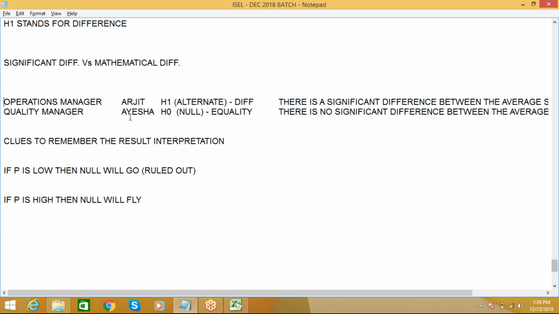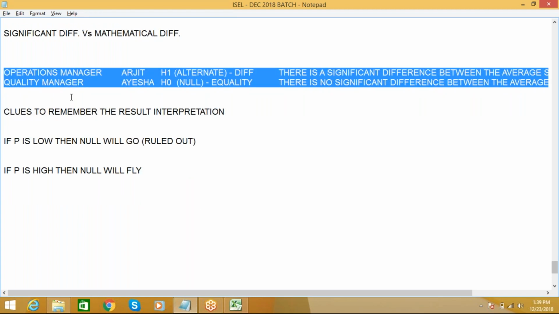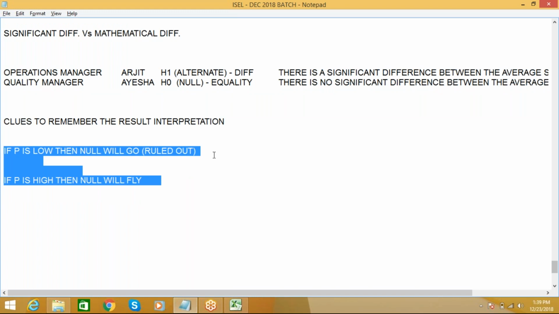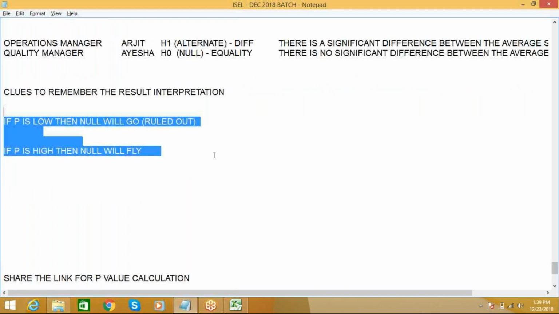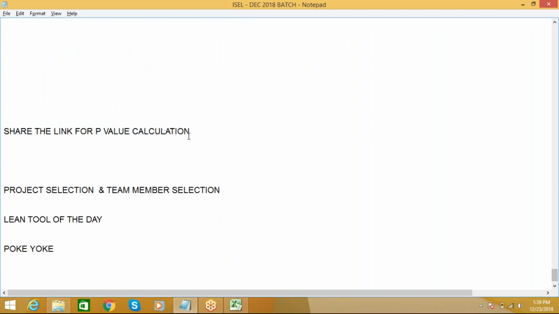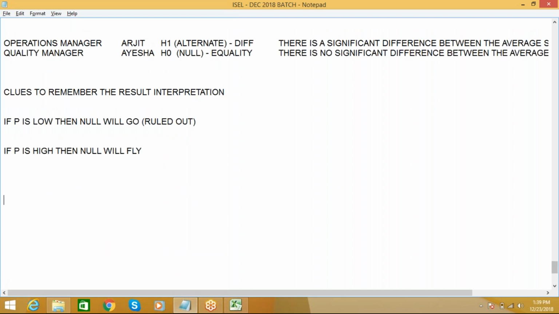In our example, we took both of us, that is Archit favoring the alternate and myself favoring the null. And I showed you how to interpret the result. I also gave you clues to remember the result interpretation. We said that if P is low, then null will go, and if P is high, then null will fly. At the end, I will be sharing this link with you, and let's see whether we can complete the two topics today itself.